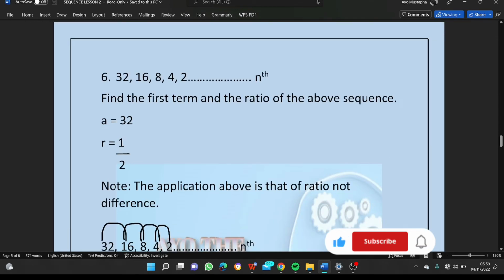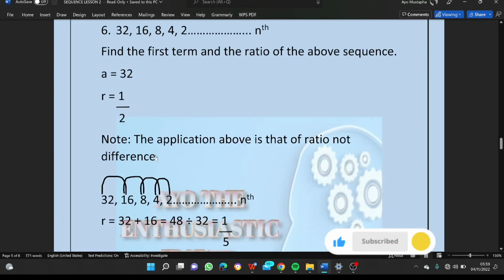So we have question 6. It said, find the first term and the ratio of the above sequence. Now we have the first term is 32 and the ratio is 1 over 2. We'll get to know soon.